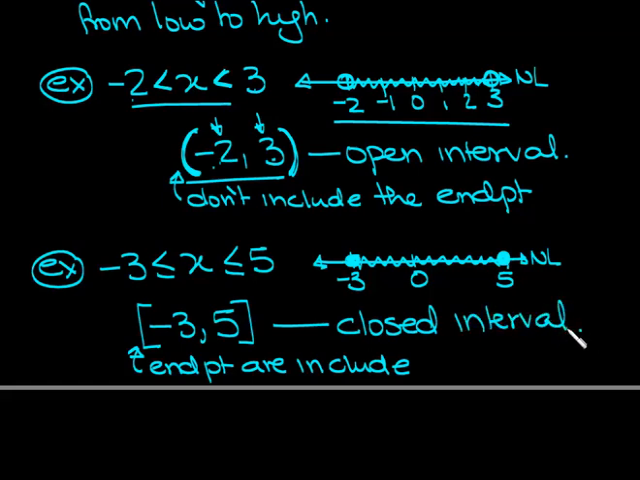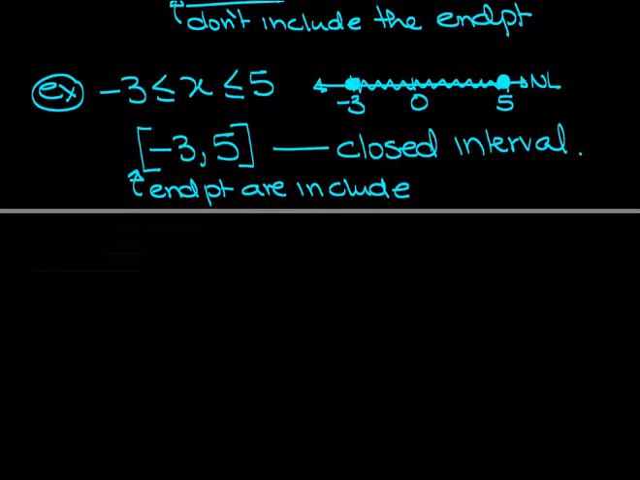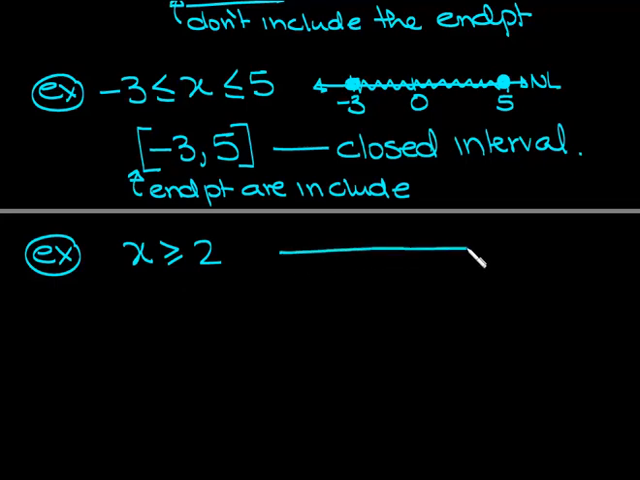Okay, so it's the second type of interval you need to know. Then we also have other types of intervals. Let's take a look at those. Let's say I have x is greater than or equal to 2. So what are we saying? x is any number bigger than 2. How many numbers are there that are bigger than 2? Infinite. So let's take a look at it on a number line.